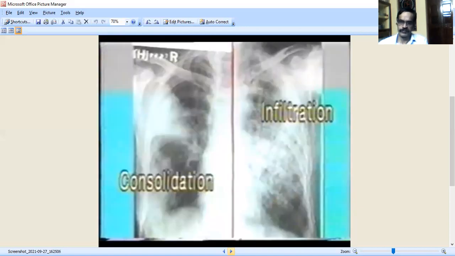So what is the difference between consolidation and infiltration? Homogeneous white opacity confined to a lung lobe is known as consolidation. Whereas infiltration is cotton wool-like fluffy patches of opacity, due to fluid infiltration. Consolidation is seen in pneumonia. Infiltration is seen in pulmonary edema and other conditions, isn't it?